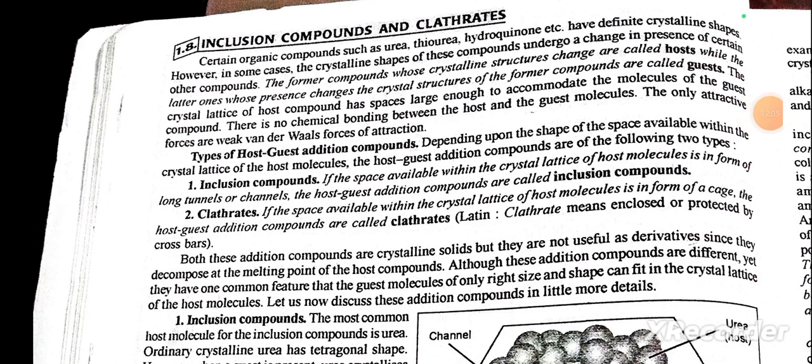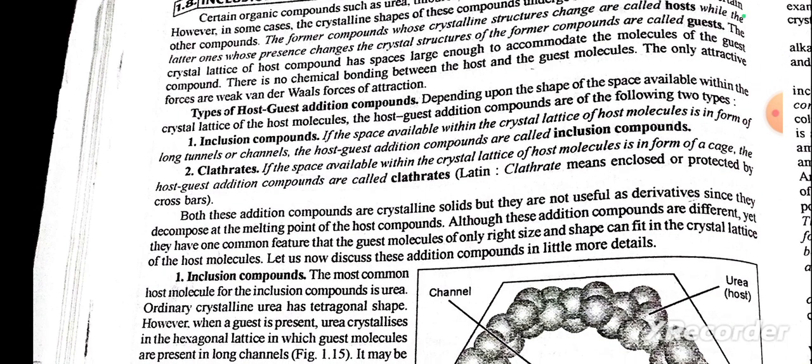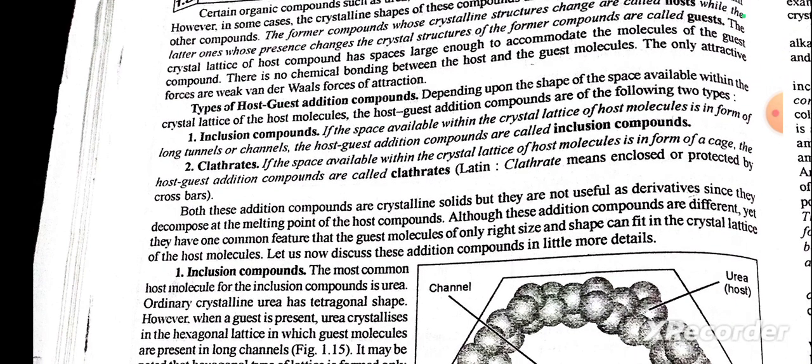There is no chemical bonding between the host and the guest, and these are held by weaker van der Waals forces of interaction. The type of host-guest addition compound depends upon the shape of the space available within the crystal lattice of the host molecule. The host-guest addition compounds are of two types. First is excluding compounds. In these, the space available within the crystal of the host molecule is in the form of long channels, and these host-guest addition compounds are also called the exclusion compounds.